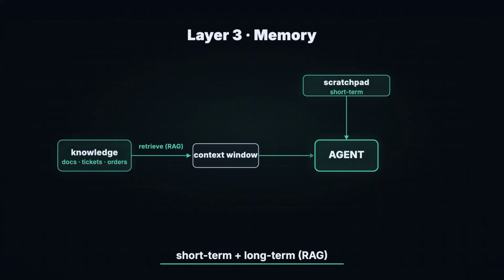Layer 3 is memory. A raw model has amnesia. The moment a task ends, it forgets everything. Production agents carry 2 kinds of memory. Short-term is the working scratchpad, the running history of this task, what the agent has tried and seen so far. Long-term is knowledge you store once and pull back later, your docs, past tickets, product data. That long-term part is RAG, retrieval augmented generation.